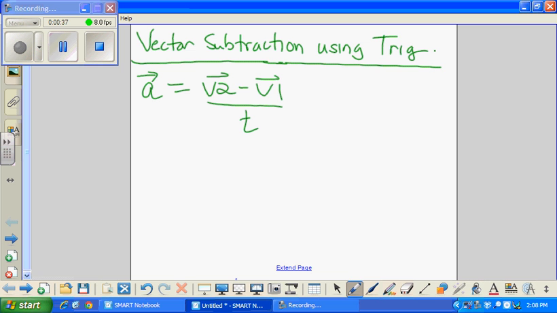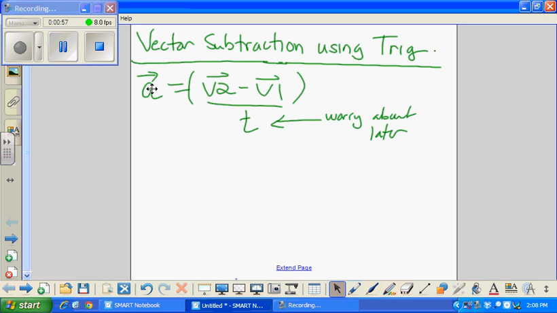and drawing a triangle. Essentially, just to remind you, the time part, the scalar, comes in at the very end of the problem. It's not really that relevant as far as the vector subtraction, so we'll worry about that later. And our focus is going to be on this vector subtraction here.